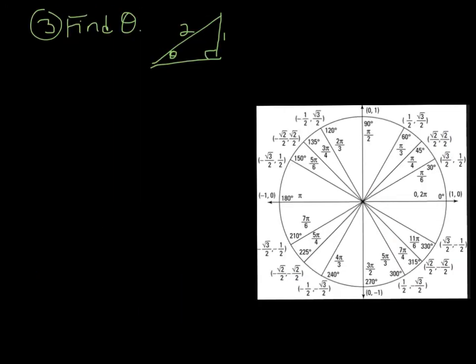Here's a little example where we're actually going to use inverse sine. I'm going to ask you to find theta. I gave you a right triangle, and I also gave you the opposite and the hypotenuse. Remember that the sine of a theta value is equal to the opposite over the hypotenuse. So in this case, we know that sine of theta is equal to 1/2.